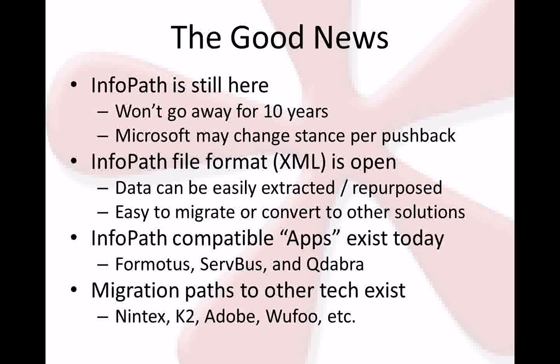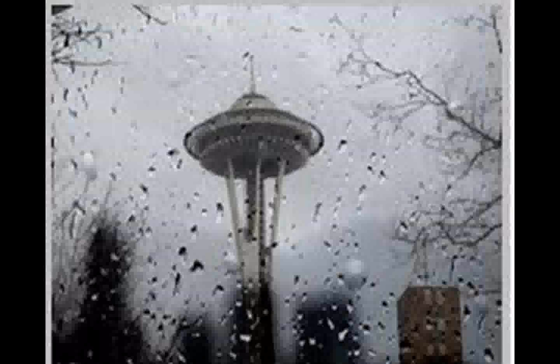So the good news, InfoPath is here today and won't go away for a while. Microsoft may even get some pushback. The format's very open. You can extract your data from your XML files, assuming that you named your data source correctly. You can create your other apps from your data, and we'll talk about several options out there today, including Formotus, ServeBus, and Qdabra. You can also migrate your investment to other technologies like Nintex, and we'll talk about those in a second too.